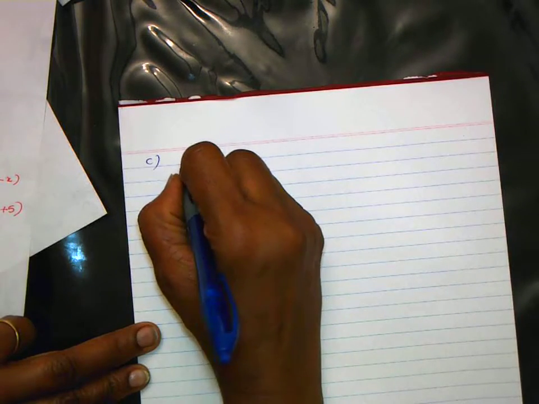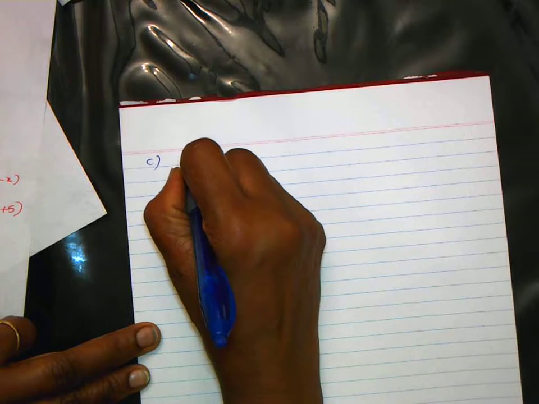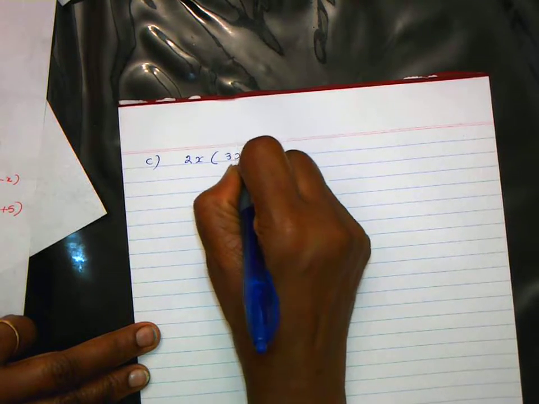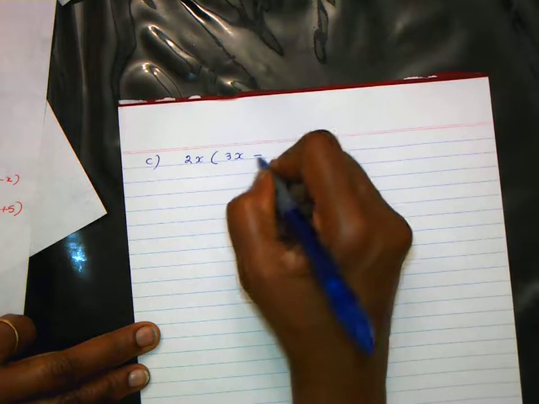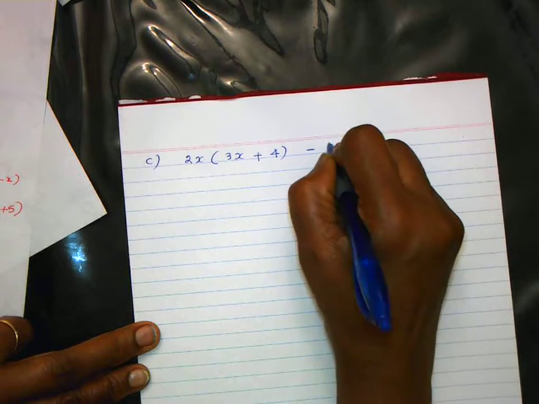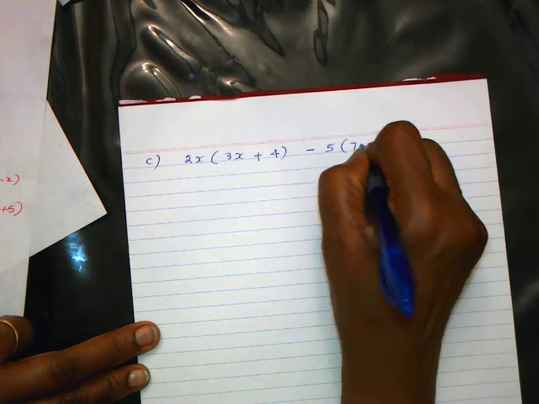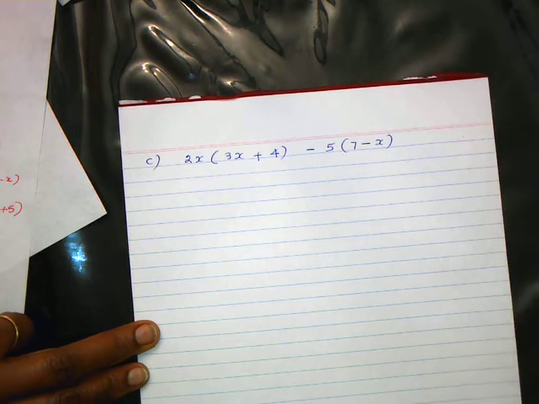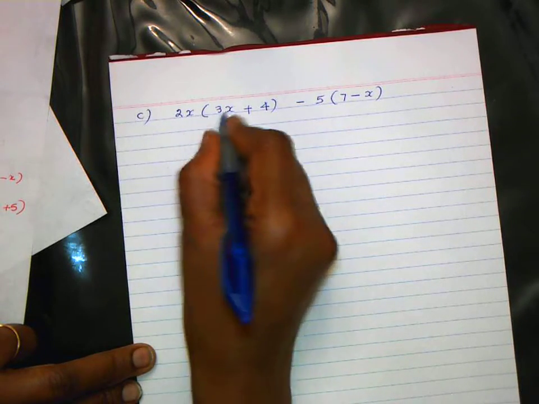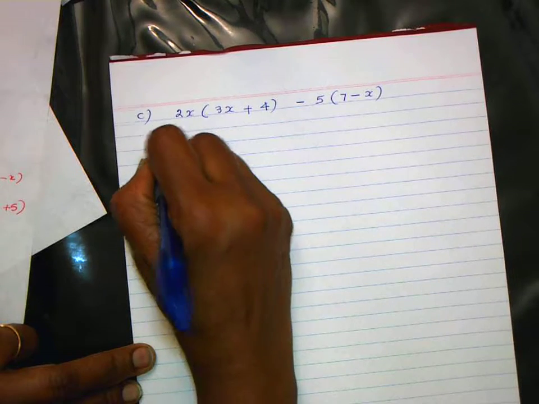We're still doing expand and simplify. This time the question is going to be 2x bracket 3x plus 4, take away 5 bracket 7 minus x. So this is our question. Now I'm going to write the next line with the times. There's not enough space, so I'm going to write it like this.